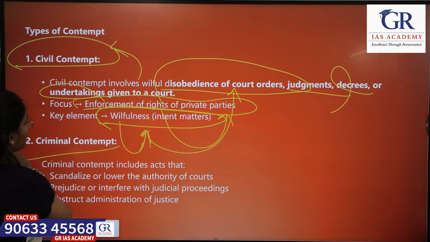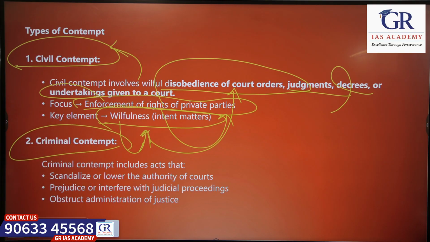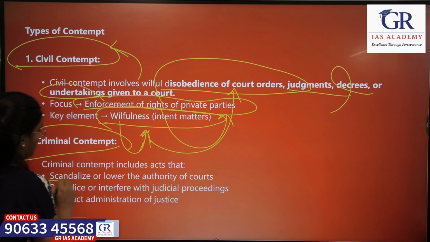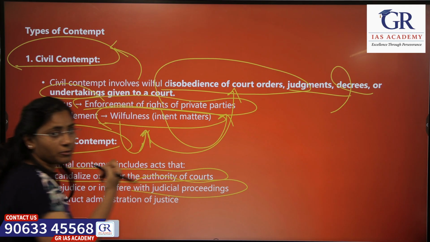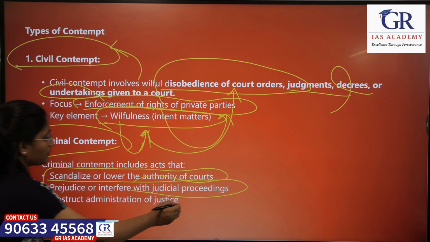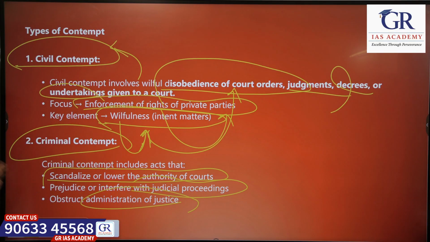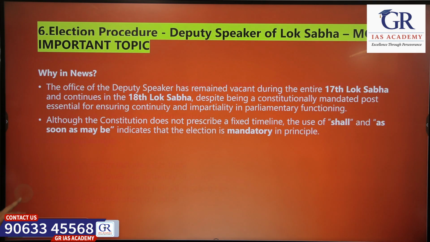Okay, fine. What about criminal contempt? It states that if someone lowers the authority of courts, interferes with judicial proceedings or obstructs the working of the courts, then it is considered criminal contempt. So there will be different punishments for civil contempt and criminal contempt.